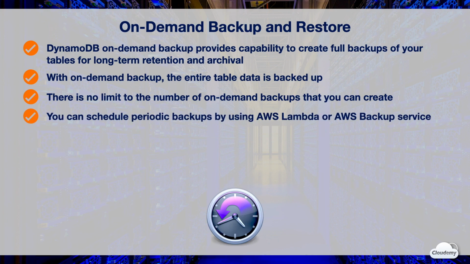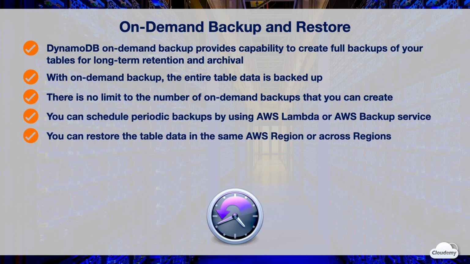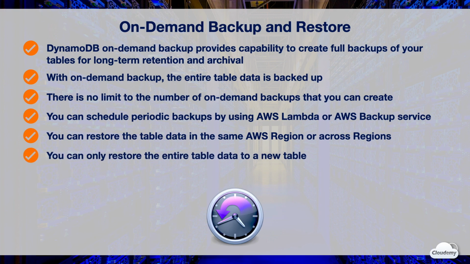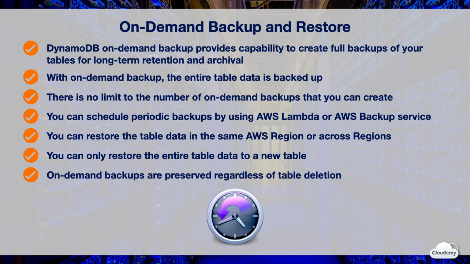You can schedule periodic backups by using Lambda functions or AWS Backup Service. You can restore your table from the on-demand backup in the same AWS region, or in a different region. When you restore the backup, the process will create a new table, and restore the entire data of the old table to the new table. When you delete a table that has on-demand backups, these backups are preserved regardless of table deletion. You can always restore data of a deleted table, as long as you have the backups.